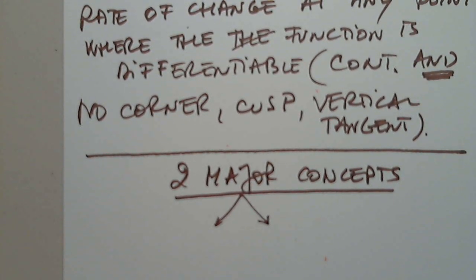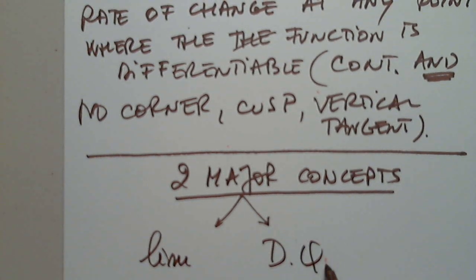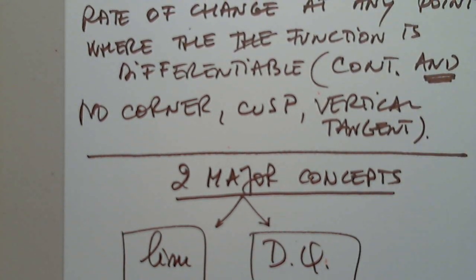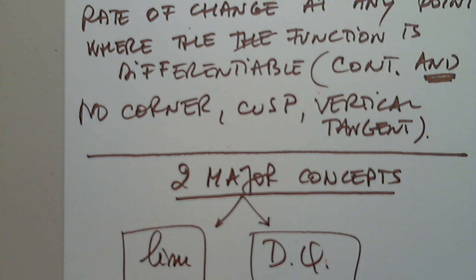2 major concepts that we looked at. Something new. Limits and, yes, the difference quotient. Thank you, brilliant. Limit and the difference quotient. These were the 2 major concepts. We know how to determine these in many situations. Now we're going to put them together: the limit of the difference quotient.